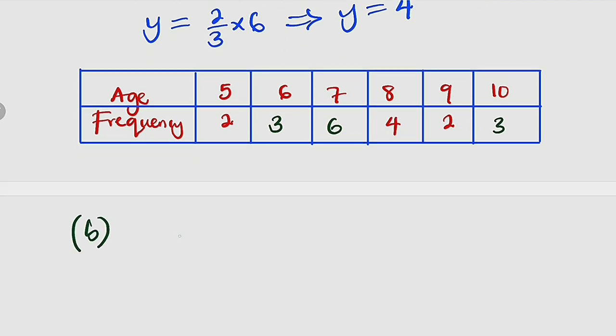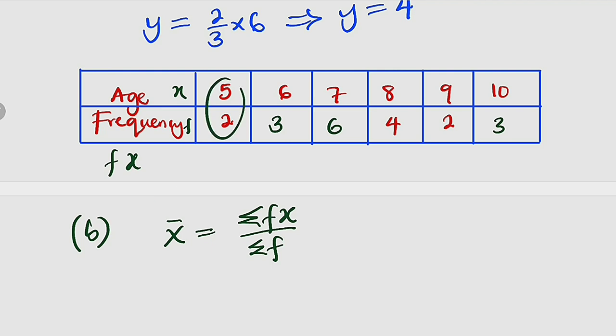So the B part, remember that x bar is equal to summation of f of x divided by summation of f. But what is this f of x? It is nothing but the product of the age and the frequency, because this is x, this is f, remember. So let me form f times x here. If you multiply this together, you're going to get 10. 6 times 3 is 18.